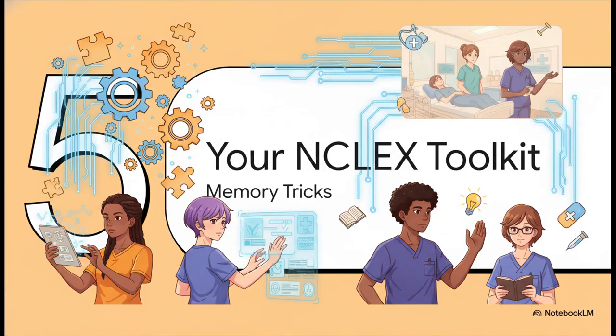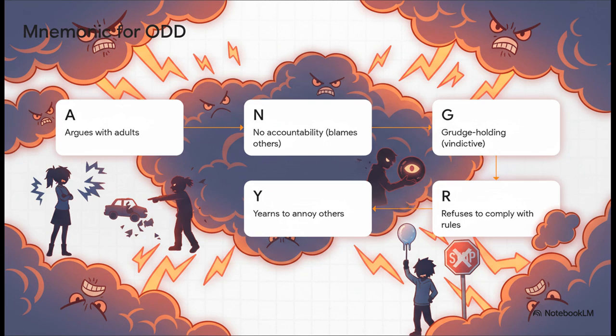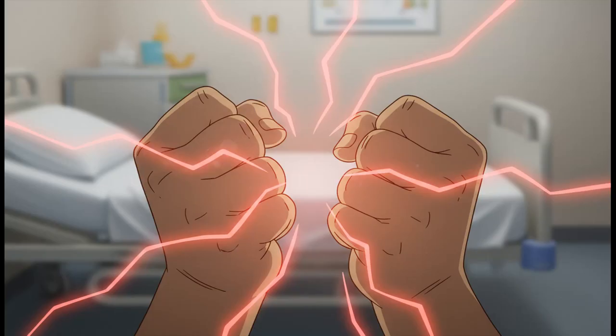Okay, let's load up your brain with a couple of tools that'll make this information stick, especially when you're under the pressure of the actual exam. Who doesn't love a good mnemonic, right? For ODD, just remember the word angry. A for argues, N for no accountability, G for grudge holding, R for refuses rules, and Y for yearns to annoy. If you see a question stem describing a kid who's doing a bunch of these things, your brain should just scream ODD.